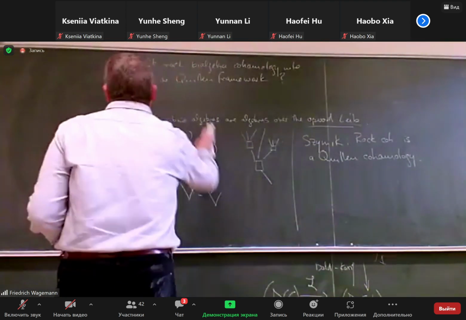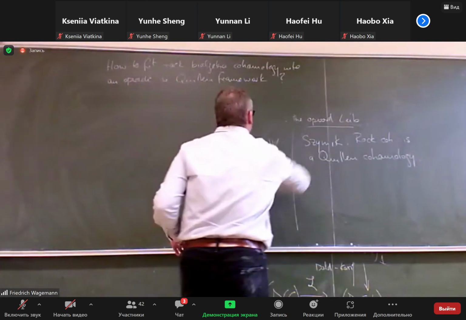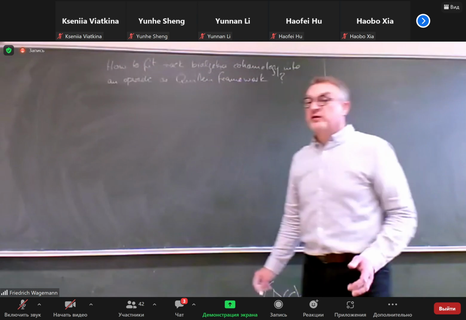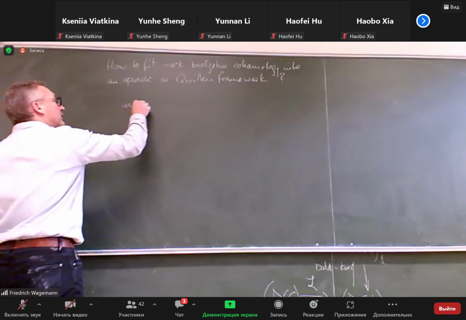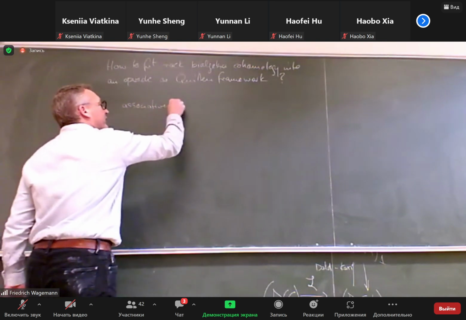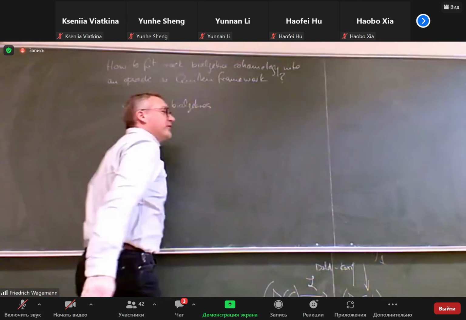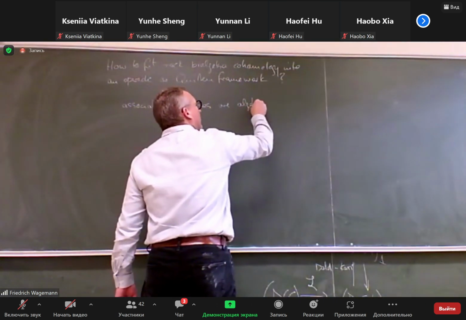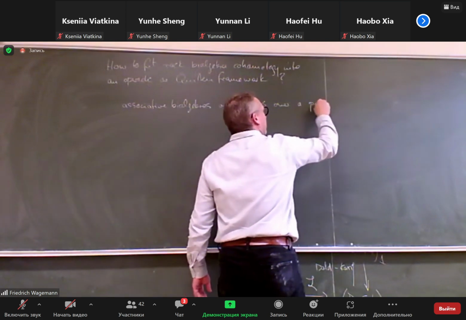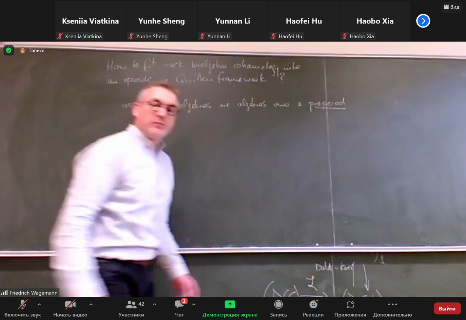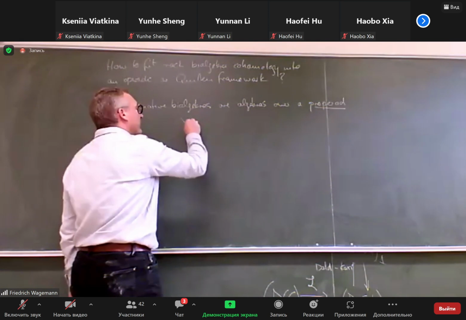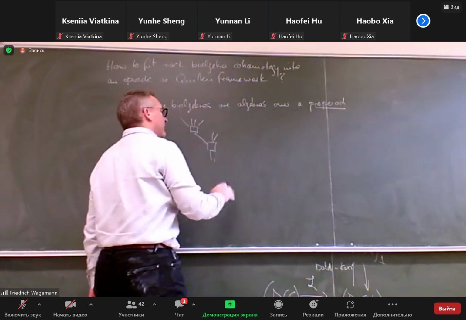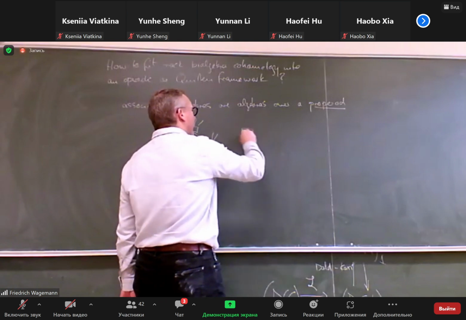What happens is already for associative bialgebras, this was very difficult. Associative bialgebras are not algebras over an operad, but they are algebras over a properad. And so what is a properad? It is something where you not only have operations like this, but you also have operations in the other sense.